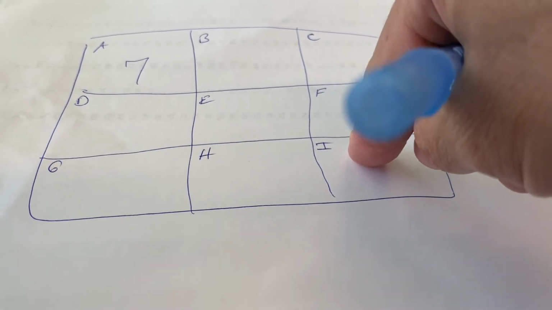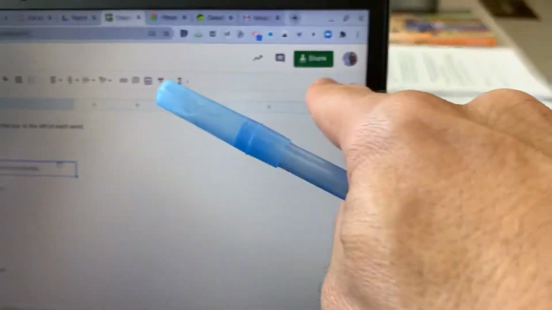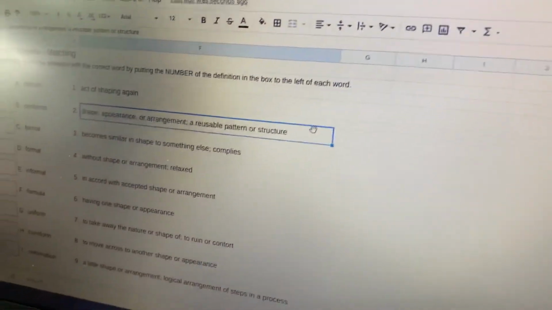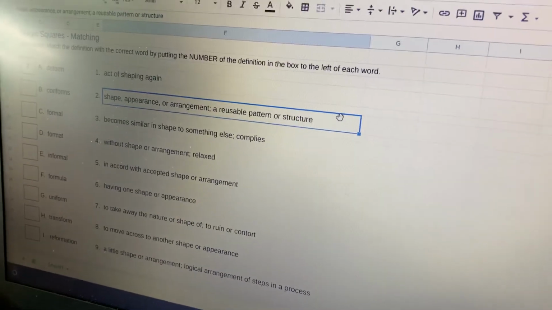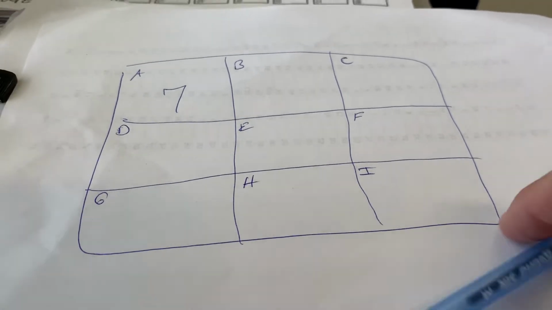You're not going to send this to me. The only thing that you're going to send to me is a copy of this. You're going to share this with me. Hit share, and then put in my name. You're going to share that with me, and then you're going to submit that through Canvas. This part, though, this part I want you to do and put it in your notebook on your own.